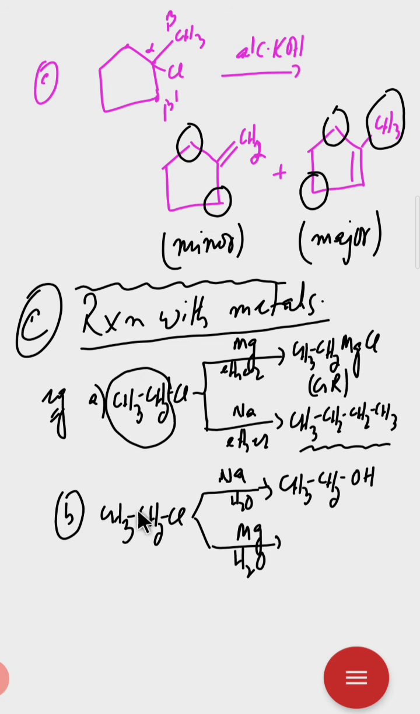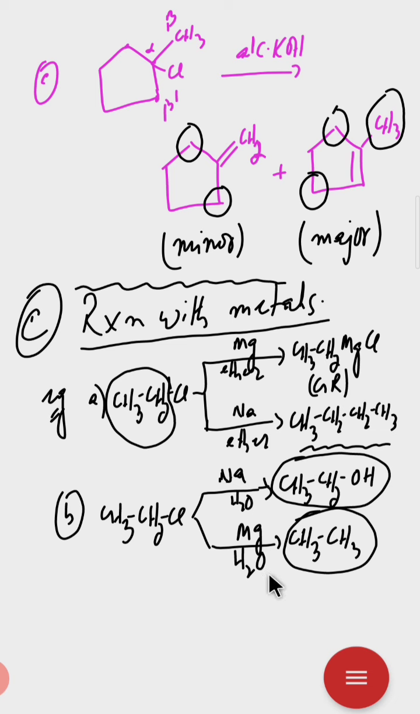Okay, and if this alkyl halide is reacted with magnesium in presence of water in hydrated condition, then the Grignard reagent will be formed, and that Grignard reagent will react with water to form an alkane as the major product, right? This will be the product, and when it is reacted with sodium, then alcohol will be the product, right?